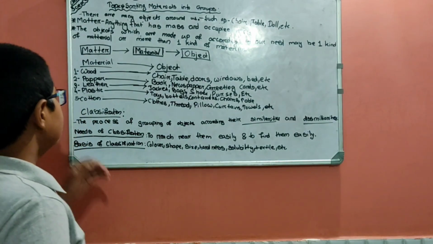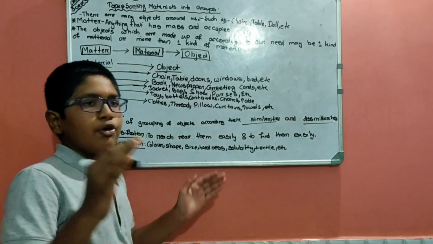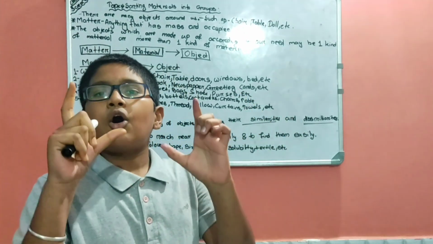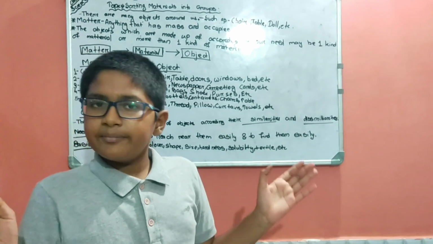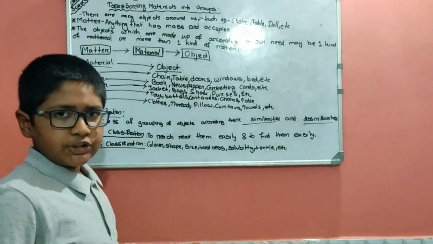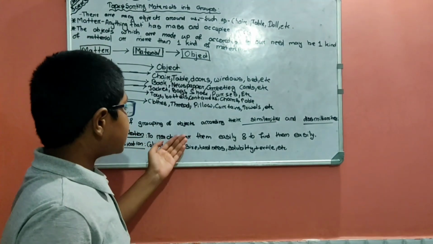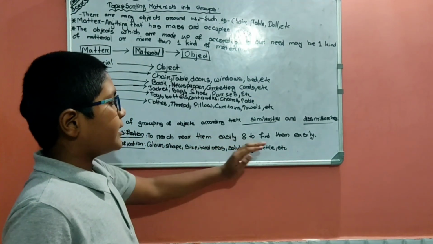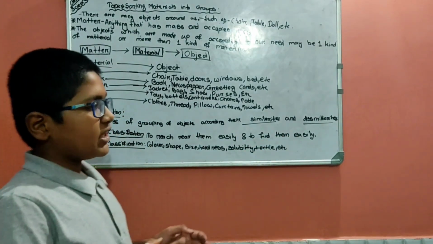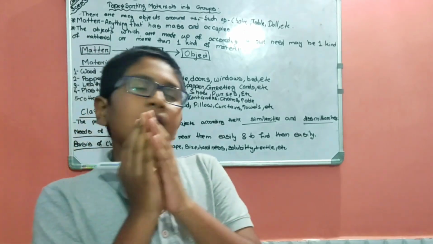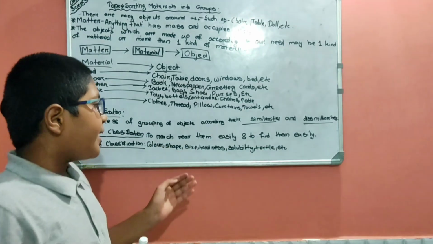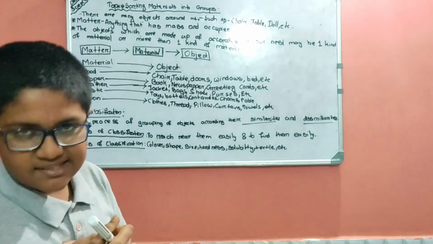So what is the meaning of classification? According to similarities and dissimilarities, the objects are grouped. Then what is the need of classification? To reach them easily and to find them easily. We can easily go near the object and find its properties easily.